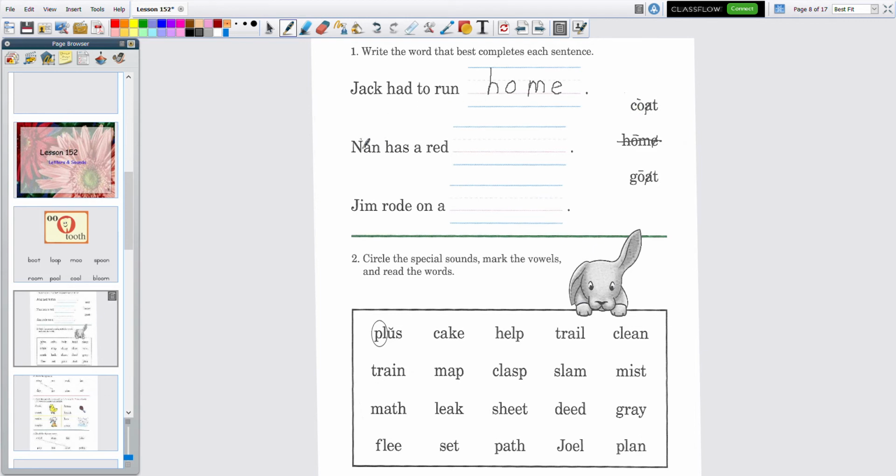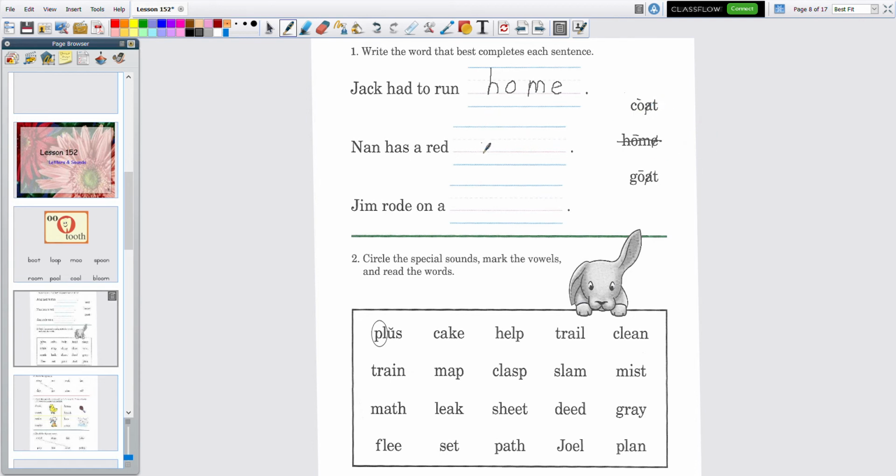Let's go to the next sentence. Jan has a red blank. Jan has a red blank. Okay, let's see. We've got two choices. Let's do this one. Coat. Jan has a red coat. Can Jan have a red coat? She can. Let's read this. Goat. Can Jan have a red goat? That would be gross. So we would have to write coat.